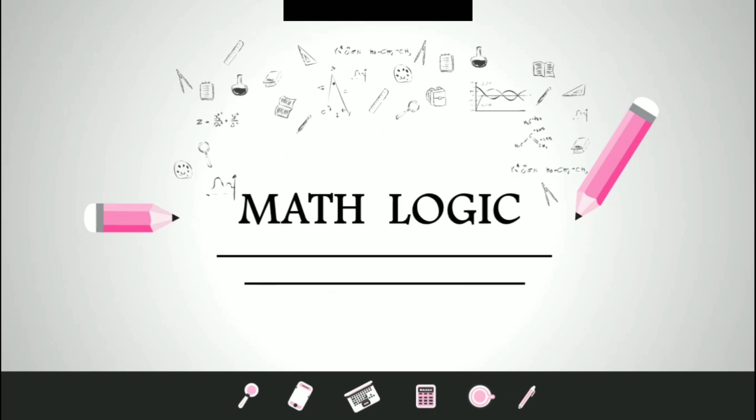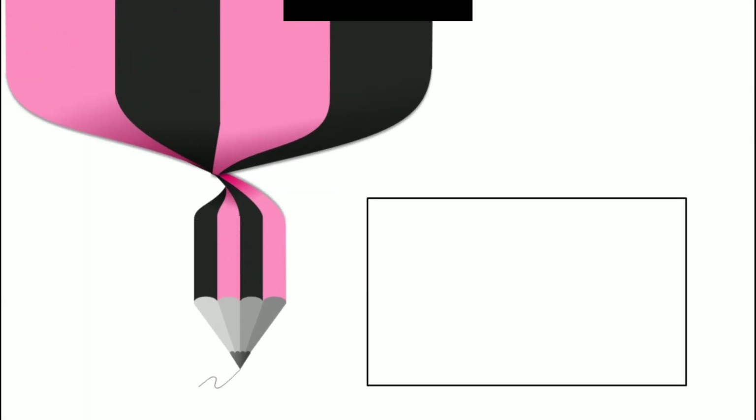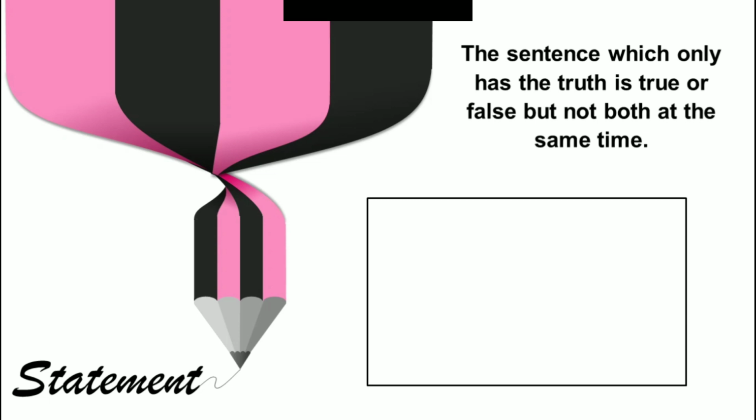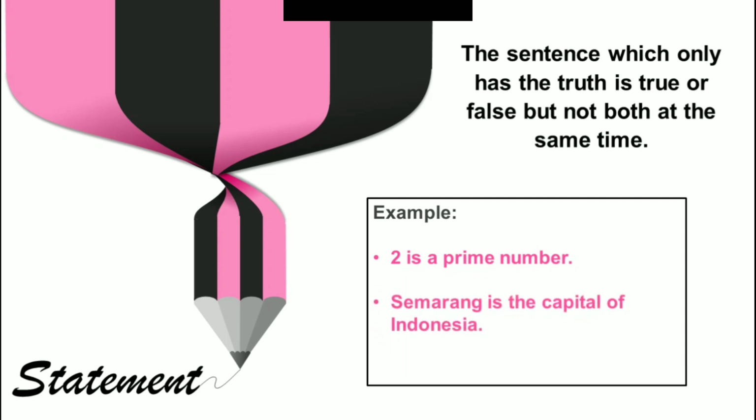Math logic. Statement. What is a statement? A statement is a sentence that only has true or false truth but not both at the same time. Consider the example. 2 is a prime number. This is a statement. Its value is true. Semarang is the capital of Indonesia. This is a statement, even though the value is wrong. Please say hello. This is not a statement.